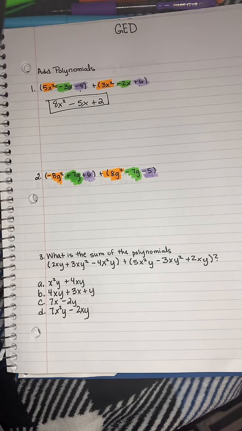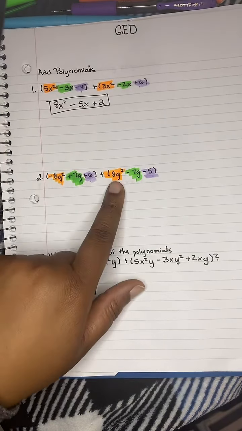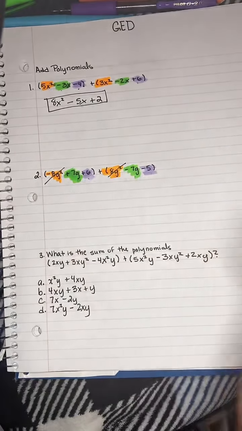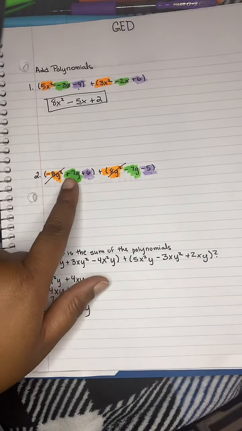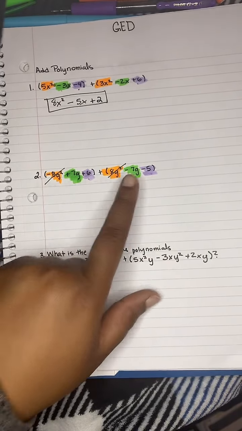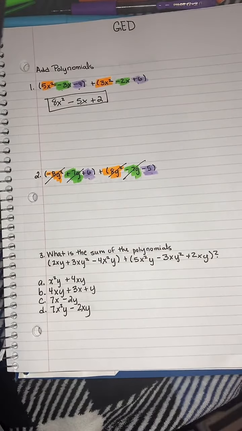So what's negative 8 plus 8? Sky said 0. Perfect. 0, they cancel out. Yes. So if somebody borrowed $8 from you and they paid you 8, they're good. So these actually cancel out. Okay. 7g minus 7g. 7 minus 7. Again, these also cancel out.